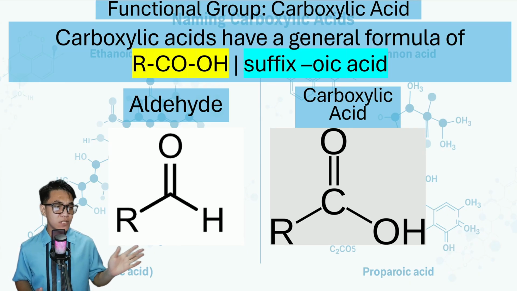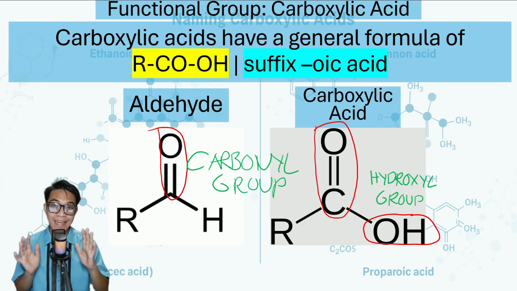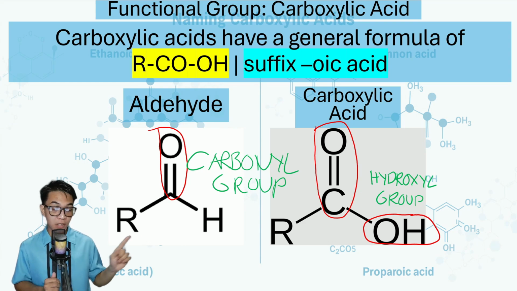So in comparison to an aldehyde, they both have a carbonyl group, that's a carbon double bonded to an oxygen in their first carbon, but unlike aldehyde, our carboxylic acid has a hydroxyl group, or an OH group, attached to its first carbon, in comparison to our aldehyde, which only has a hydrogen attached to its first carbon.